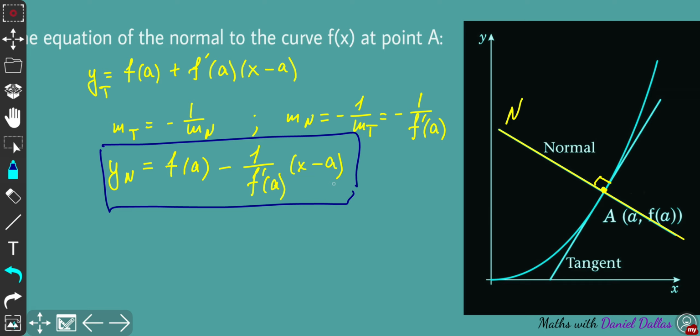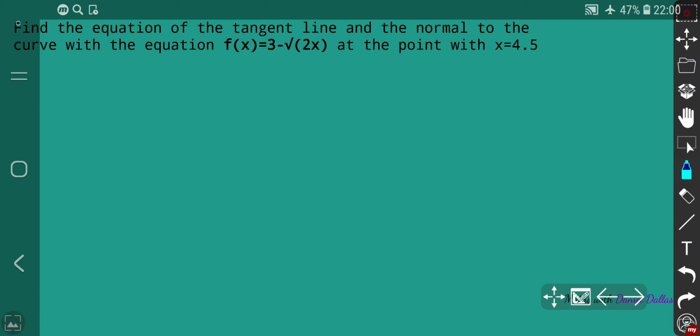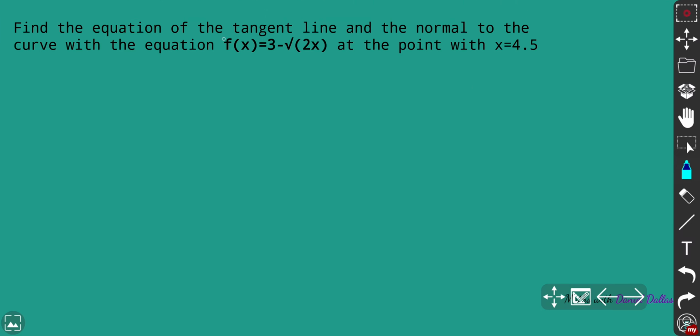Okay, so I hope you understand that. That's pretty easy. And let's go to your simple question there. All right, so what we are given, we need to find the equation of the tangent line and the normal to the curve with the equation f(x) equals 3 minus square root of 2x. Okay, I just rewrite this function. f(x) is 3 minus square root of 2x inside, at the point with x coordinate 4.5.